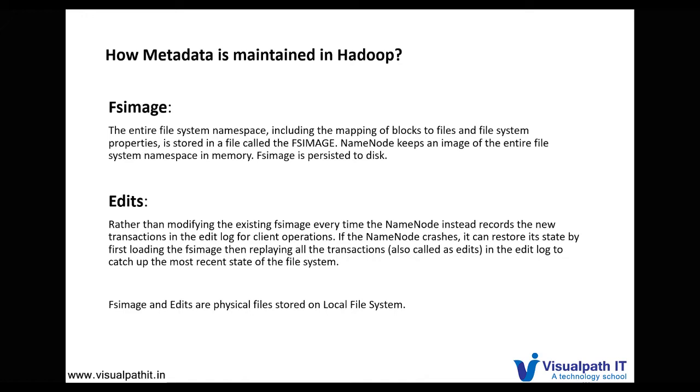What is fs image? The entire file system namespace. For example, if you installed a cluster, started it and loaded some data, the entire file system namespace, including the mapping of blocks and files and the properties, will be stored in a file called fs image. So when you start a fresh, new cluster, the file system information and the files are all stored in a file called fs image.